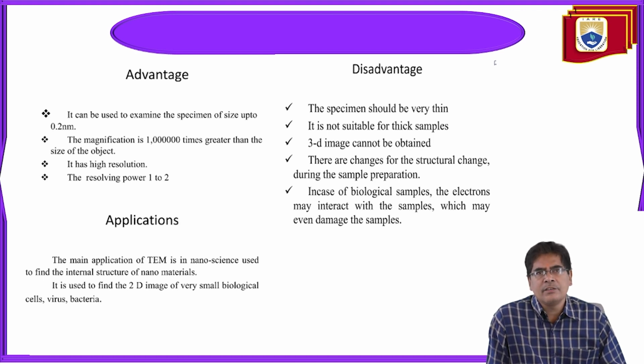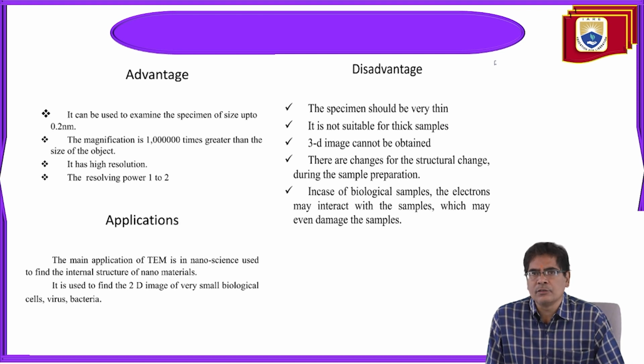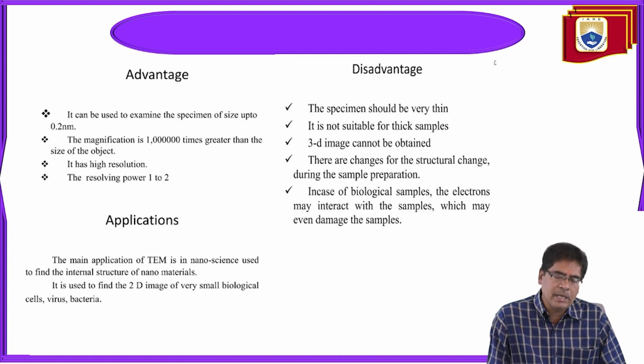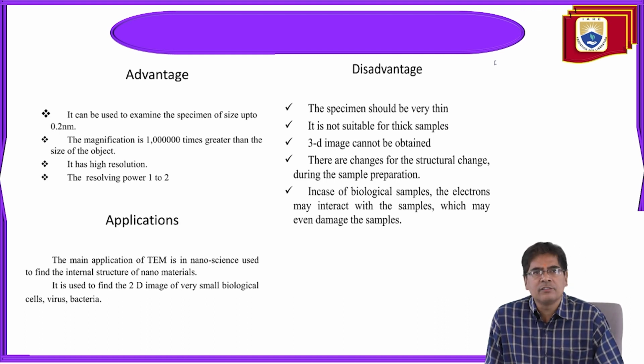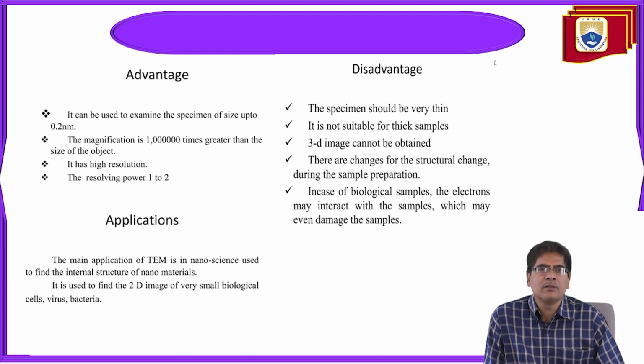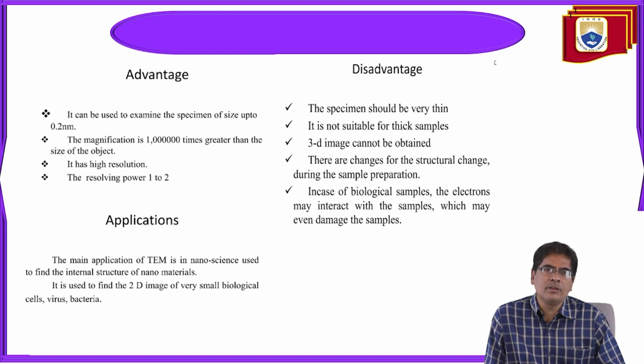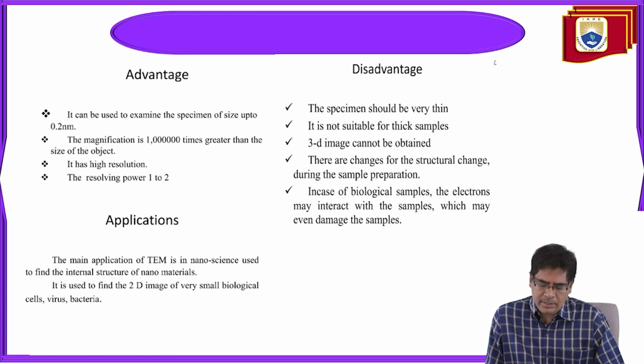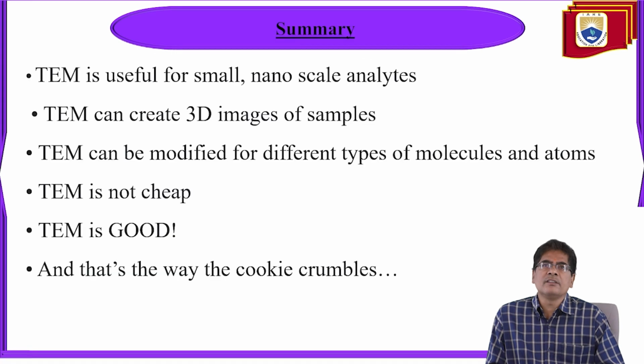And if you come to the applications of transmission electron microscopy, the main application is in nanoscience and technology, to find the internal structure of nanomaterials, in the nanoparticle. It is used to find the two-dimensional image of very small biological cells like cells, virus, and bacteria. The main application of TEM is in nanoscience, used to find the internal structure of nanomaterials. Right. So these are some of the applications.